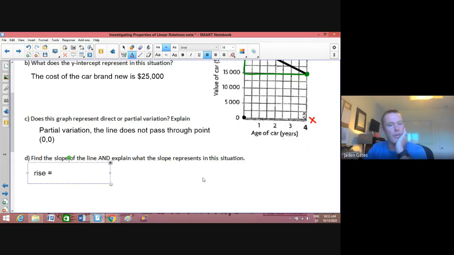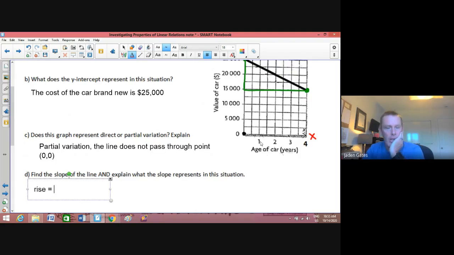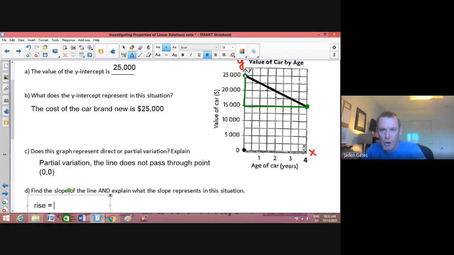All right, again, just like for rate of change, I'm going to look at my units. And so I go up to my graph, I start at $25,000 and I move down. Now it's 4 spaces, but really I need to know the value. Well, it went from 25,000 down to 15,000. And the units here on the y-axis are dollars. And so my rise is I've gone down, which means negative sign, $10,000.